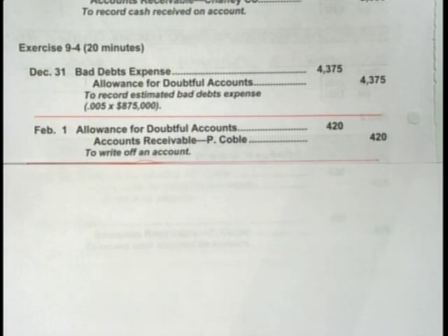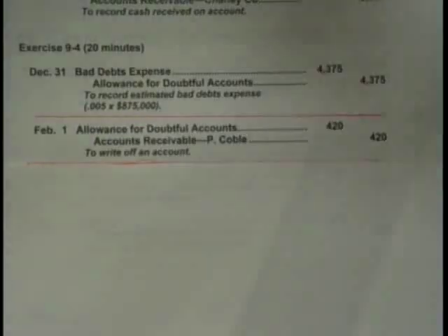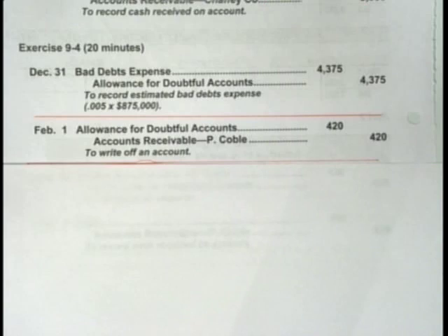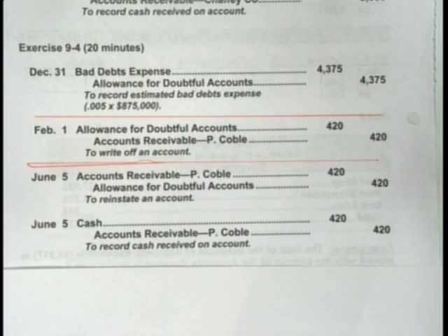All right, well, in this particular example, what happens then on June the 5th? Cobble comes in and unexpectedly pays the amount written off previously. So all we do is reverse that entry. This is just a flip-flop of that entry. We reverse it, and then we collect the cash as we would on any other receivable. Are you with me? Cool?